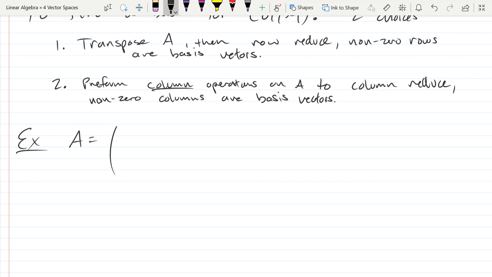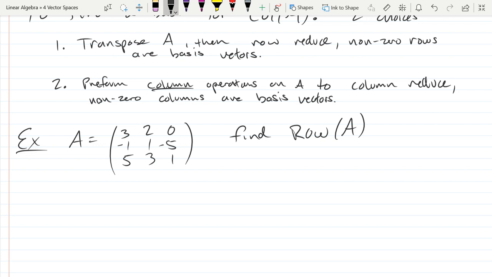So our original A matrix, first column 3, negative 1, 5, then 2, 1, 3, 0, negative 5, 1. So we already found the column space of this matrix. Let's find the row space now. So you just do the same thing, but without transposing.